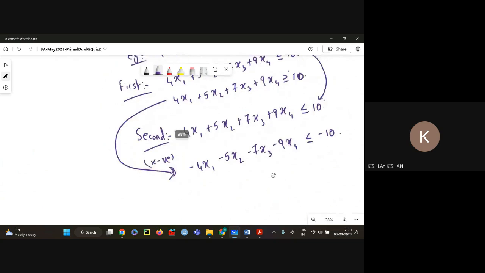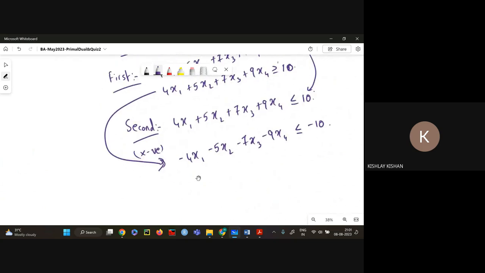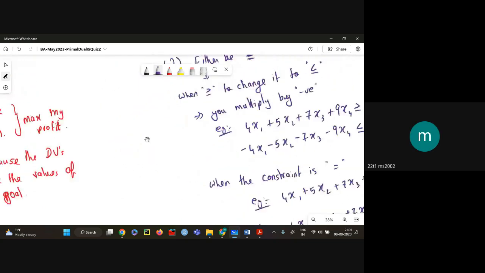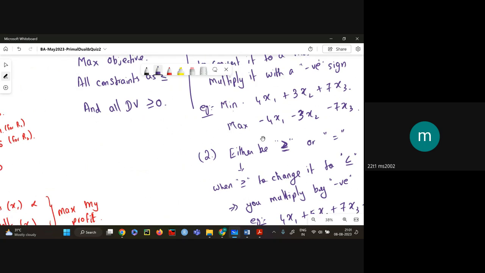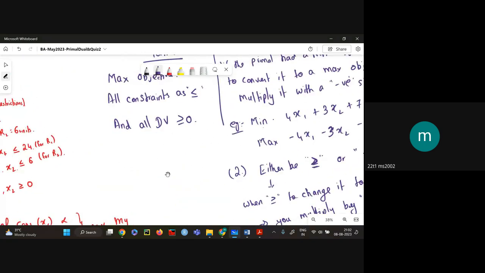Right. Okay. So the final one, all decision variables greater than or equal to 0. I will talk about one scenario later on. Right now, let's assume that all decision variables are greater than or equal to 0. I will talk about unrestricted variables in a minute, but that is after I tell you the shortcut to formulate a standard form, so that it becomes much more clear. Fine.